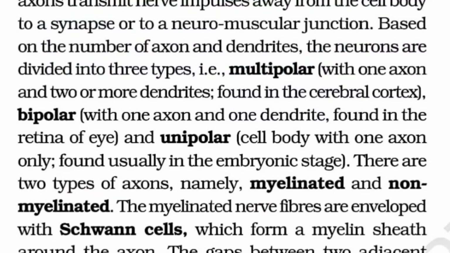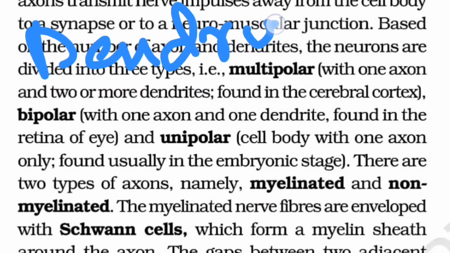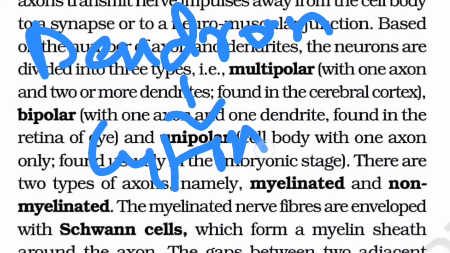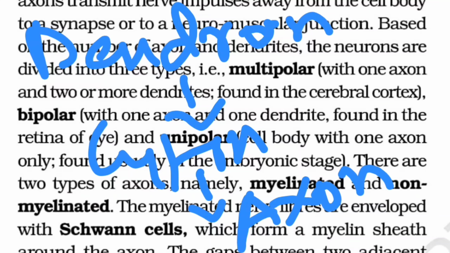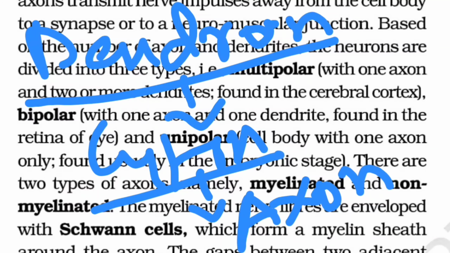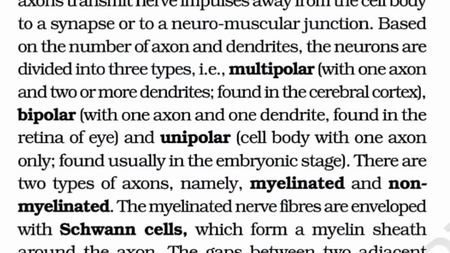So basically the impulse is transmitted from the dendron to cyton or the cell body, and from the cyton to the axon. The impulse is generated near the dendron. So from dendron to cyton it will pass, and from cyton to axon, and then axon to the next neuron or to the muscle cell, depending on the location of a specific neuron.